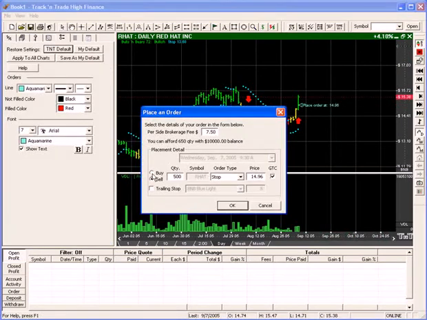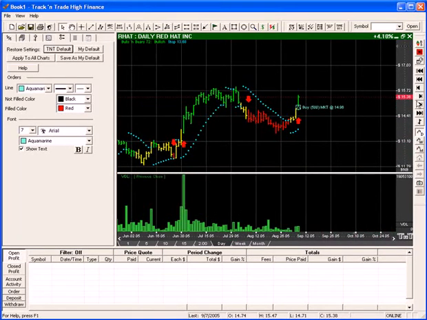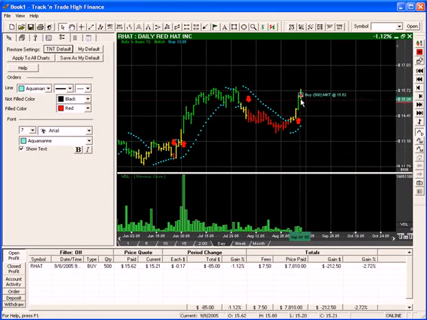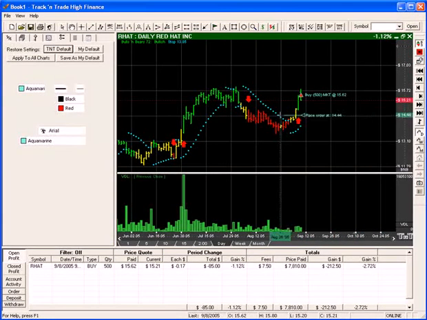We're going to come in and we're going to go buy, and it says that we can afford 650 of these shares with the amount of balance that we have. So we're going to buy 500 shares on a market order. We hit OK, step the market forward, and our order is filled. Now we need to place our stop order in case we're wrong, a stop loss order. So we're going to come in here and we're going to place our stop loss order.